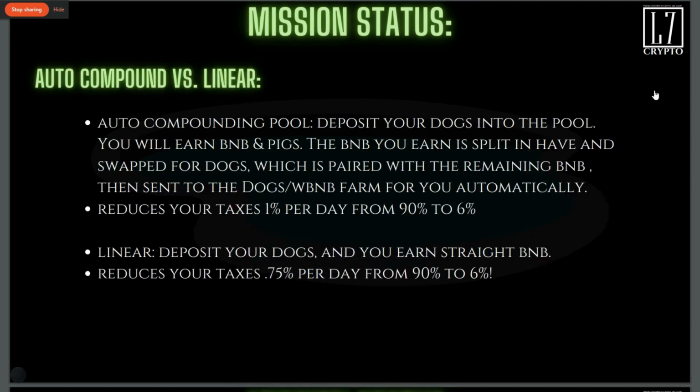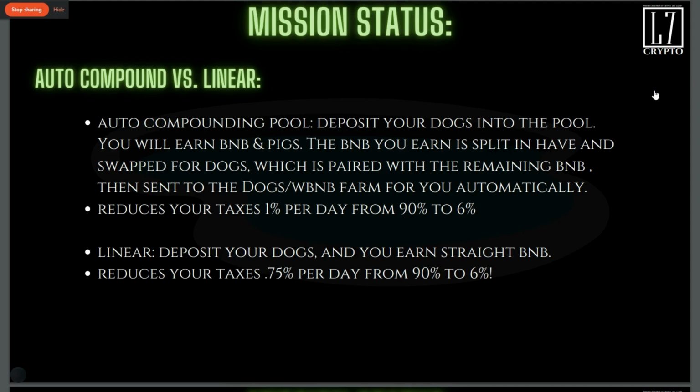Now, the auto compound versus the linear. You have the auto compounding pool, which you just deposit your dogs into. You're going to earn BNB and pigs. The BNB that you earn is split in half. So if you earn $100 in BNB, they're going to take $50 of that and buy some dogs.